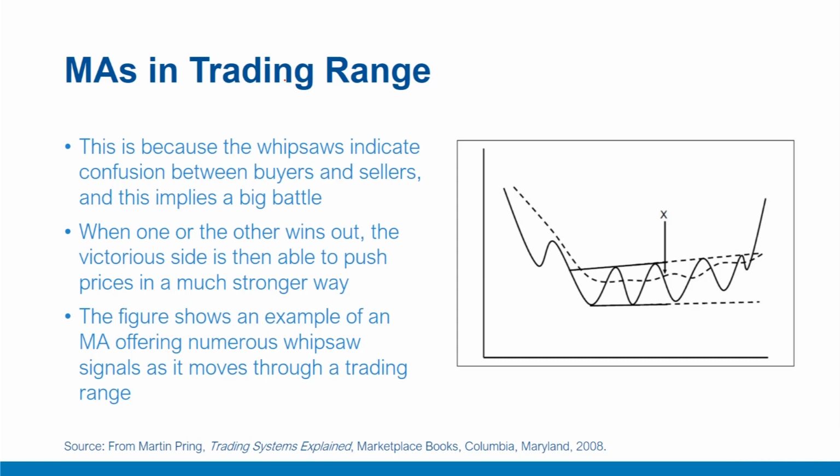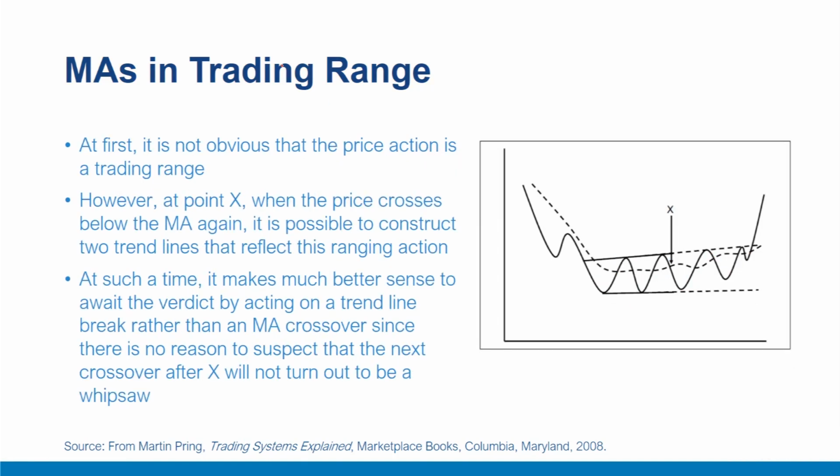The figure here shows an example of an MA or moving average offering numerous whipsaw signals as it moves through a trading range. Notice this. In the beginning, it may not be very obvious that this is a trading range kind of sideways pattern. However, at point X, when the price crosses below the MA again, it is possible to construct these two trend lines that reflect this range action.